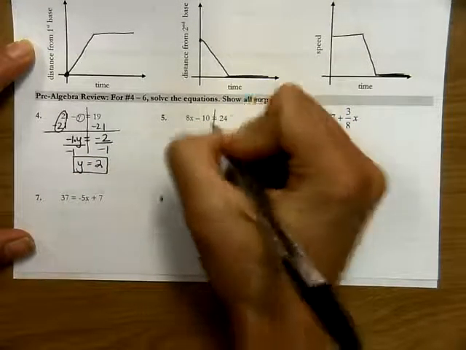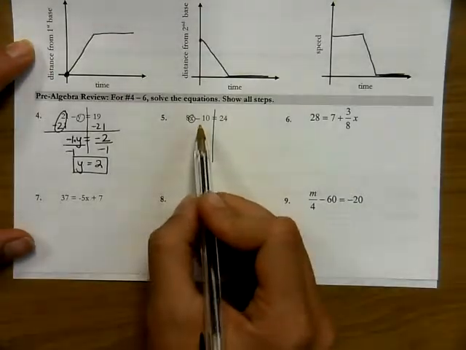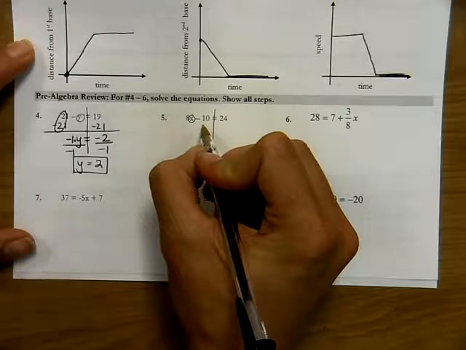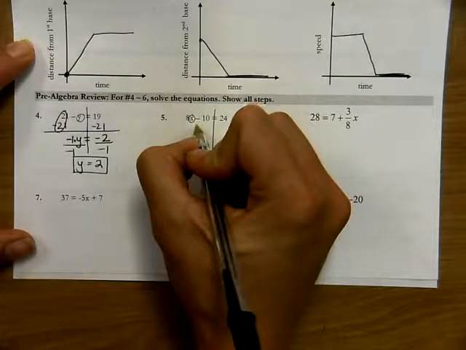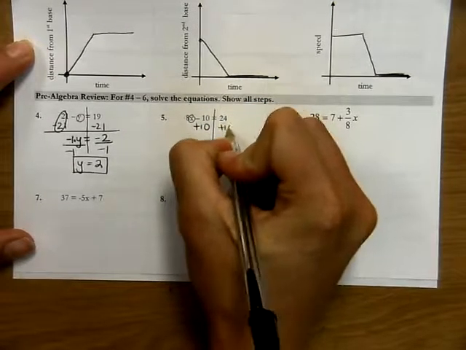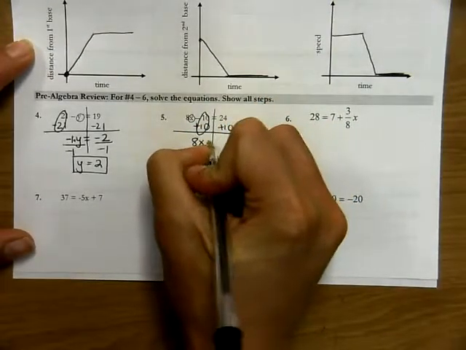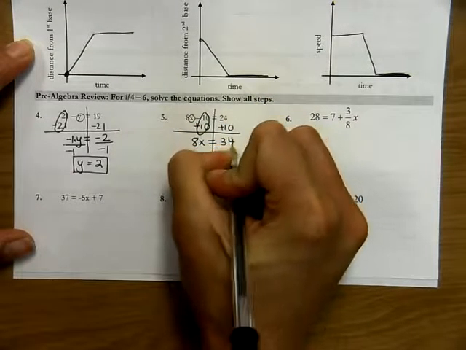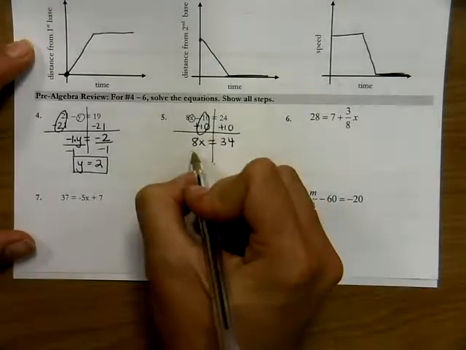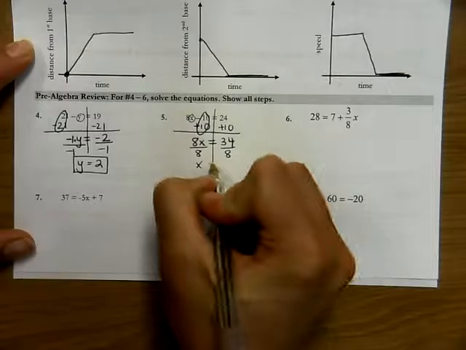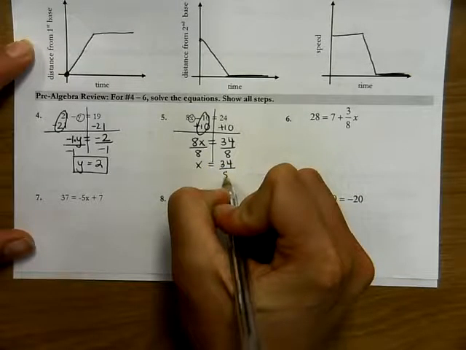For number 5, again, I'm going to solve for x, which means I'm going to do inverse operations to get that minus 10 to the other side and that 8. We're going to first deal with the minus 10. The inverse of subtracting 10 would be adding 10. In other words, negative 10 plus 10 is 0. So I'm left with 8x on the left-hand side and 34 on the right-hand side. I have 8 times x, so the inverse would be dividing by 8. So I get x is equal to 34 over 8.